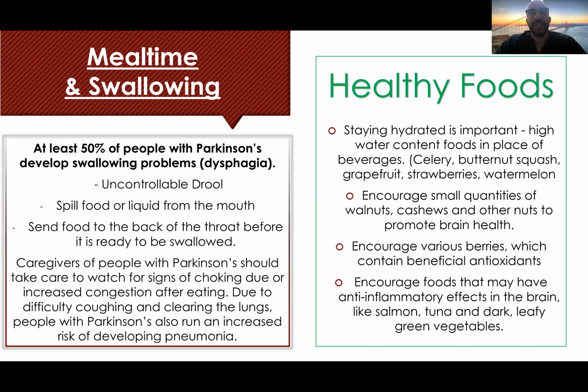Caregivers of people with Parkinson's should take care to watch for signs of choking due to increased congestion after eating. And what causes increased congestion? That would be coughing and clearing the lungs frequently. People with Parkinson's also run an increased risk of developing pneumonia because they are at increased risk for lung infections. One of the biggest and worst is pneumonia.